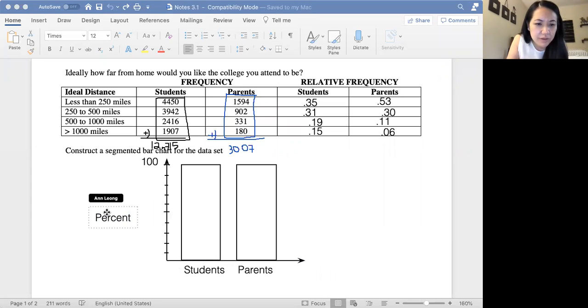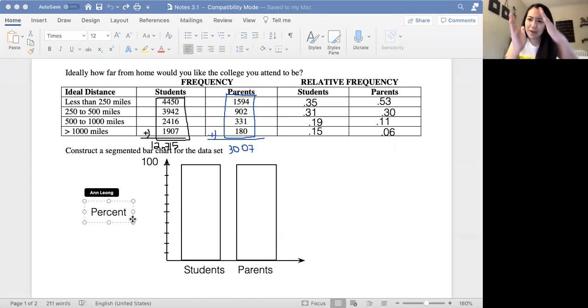Let's see if I can move this one out a little bit. Okay. Ideally, I would actually make that percent vertical. I don't know how to do that on this one, but I would like to go from here and make it go vertically. Okay, so you guys can write that.